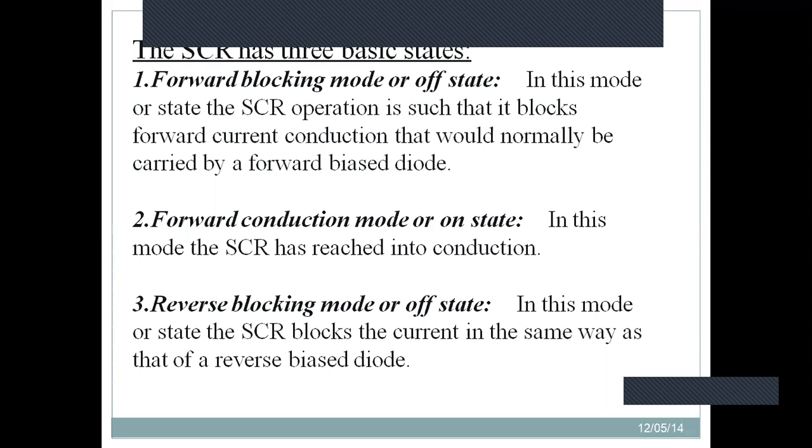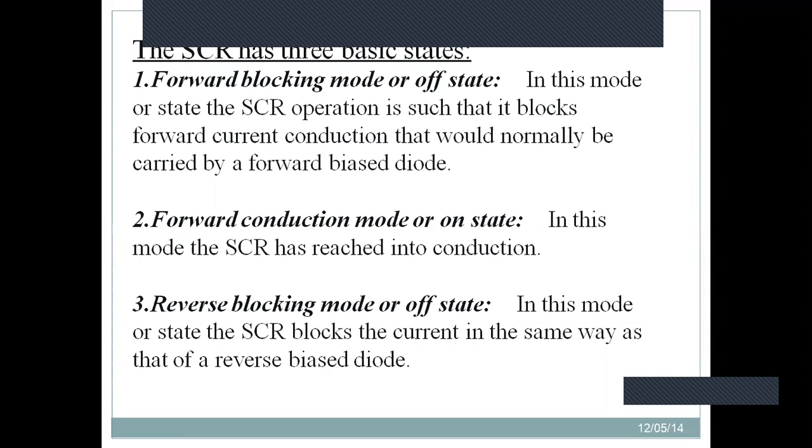The second mode of operation is forward conduction mode. Another name we call it is on state. The SCR is said to enter into the conduction mode when you apply positive gate voltage. So when you apply the positive gate voltage, then only your SCR will enter into the forward conduction mode. This is the second mode.